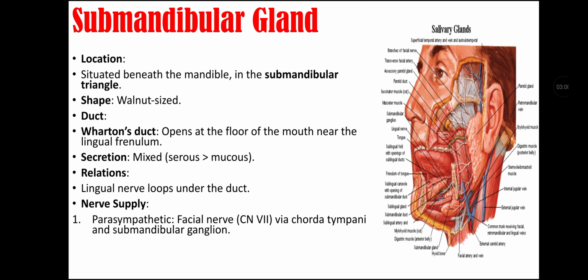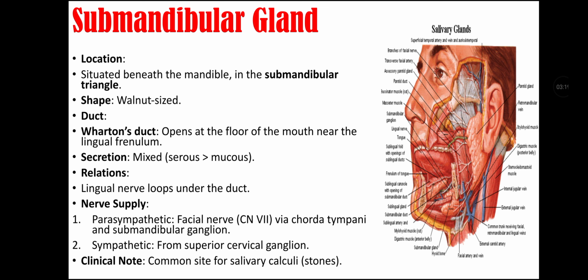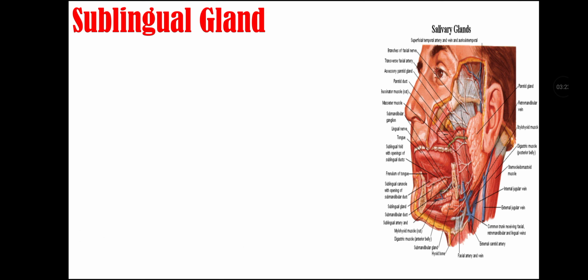Nerve supply of this gland includes parasympathetic nerve supply and sympathetic nerve supply. Parasympathetic nerve supply is by the facial nerve, that is the seventh cranial nerve, through the chorda tympani and submandibular ganglion. And sympathetic nerve supply of the submandibular gland is from the superior cervical ganglion. This gland is a common site for salivary calculi.